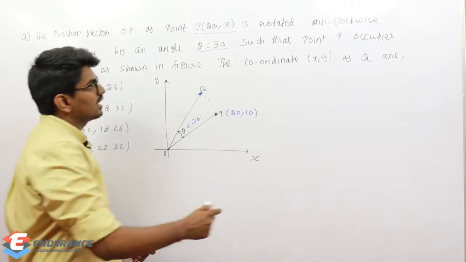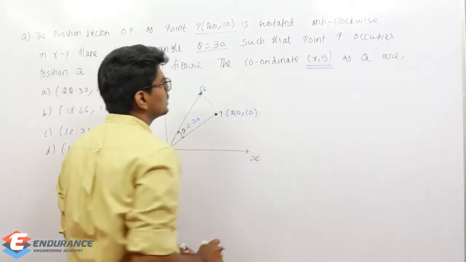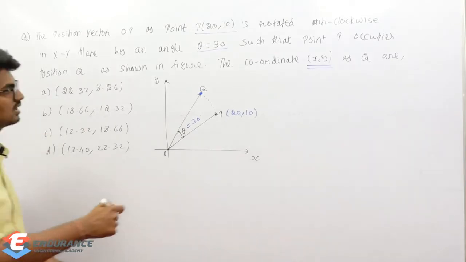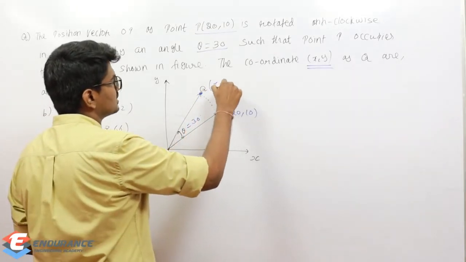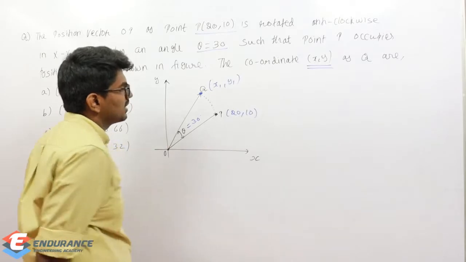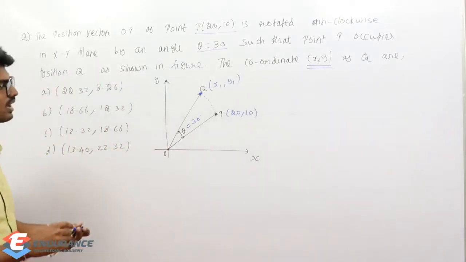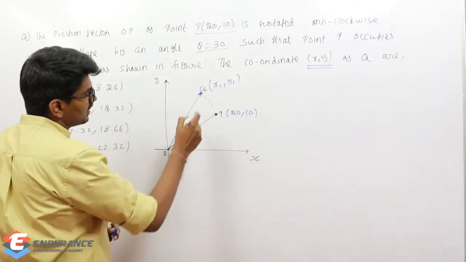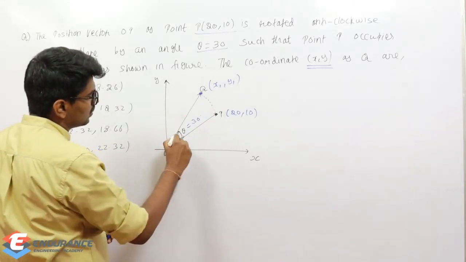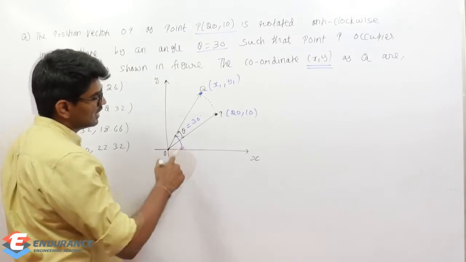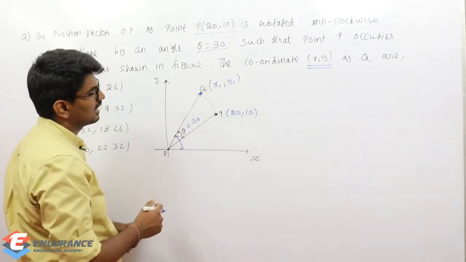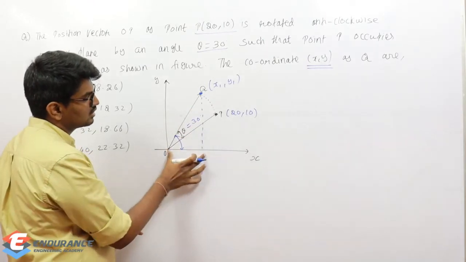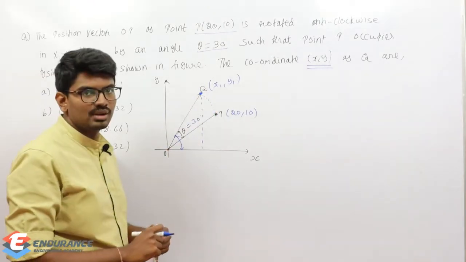The coordinates x comma y of Q are dash, that's what they are asking. So they are asking about this coordinate. Let us take it as x1 comma y1. So ultimately we need to find out this x1 comma y1. How can I find it? It's very simple. If I know this total angle, I can easily find out x1 and also y1. Am I right?